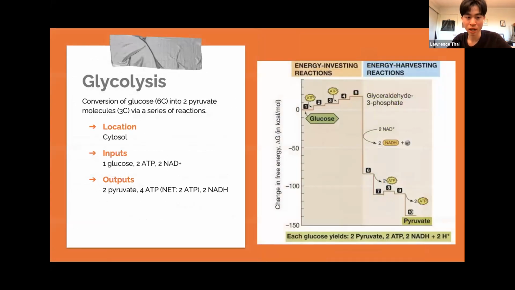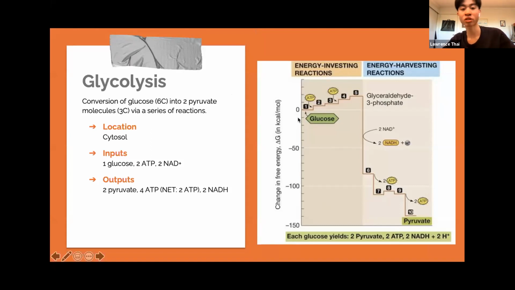Okay, glycolysis. So pretty much what's happening is there's 10 steps of chemical reactions, and we're going from glucose, which is a 6-carbon molecule, into 2 pyruvate molecules, which are 3 carbons. Just a series of 10 steps. Glycolysis is fundamental for all organisms. Every organism will have some glycolytic ability.